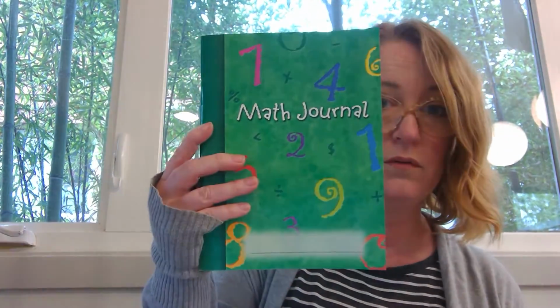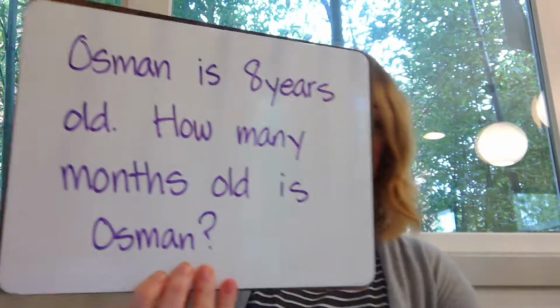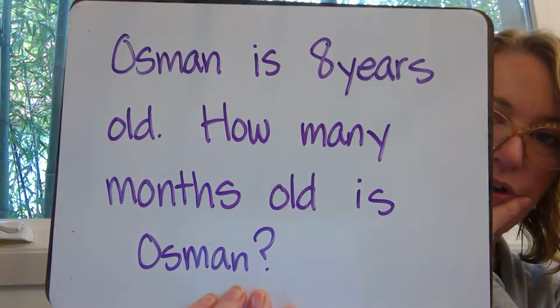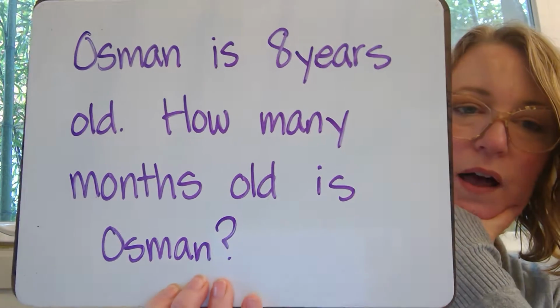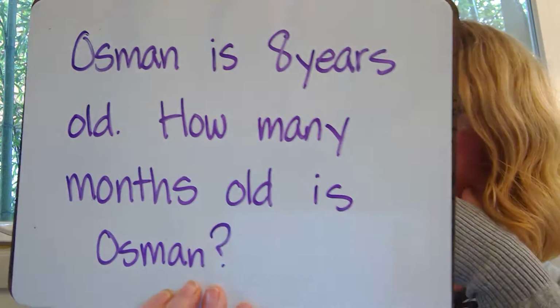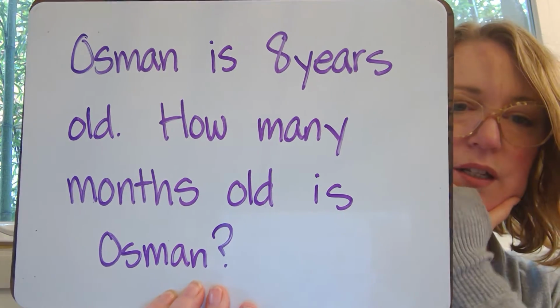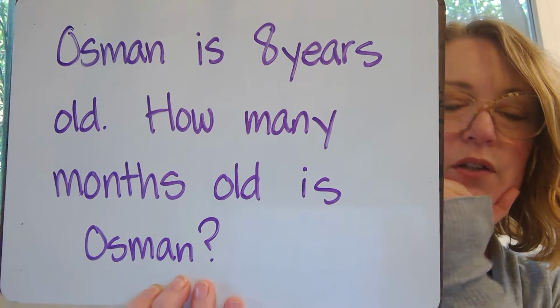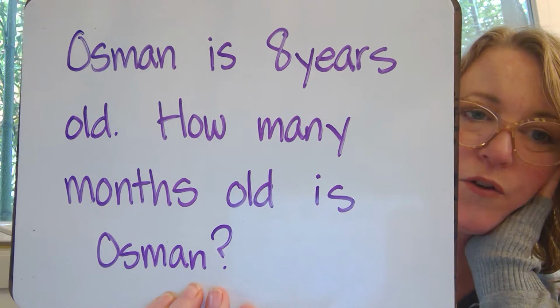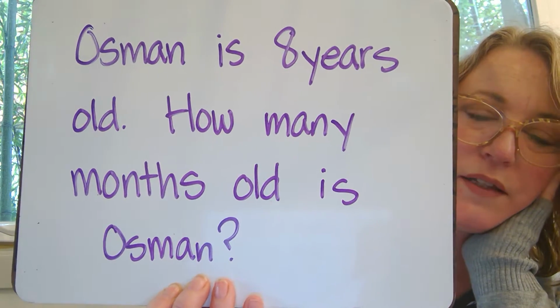Do you have your math journal available? Open it up to the next clean page and write it down. Write this problem down in your math journal. Osmond is 8 years old. How many months old is Osmond? And then let's take a moment to think about some strategies before you try to solve this. So if you need to write this down, pause the video and write this down.